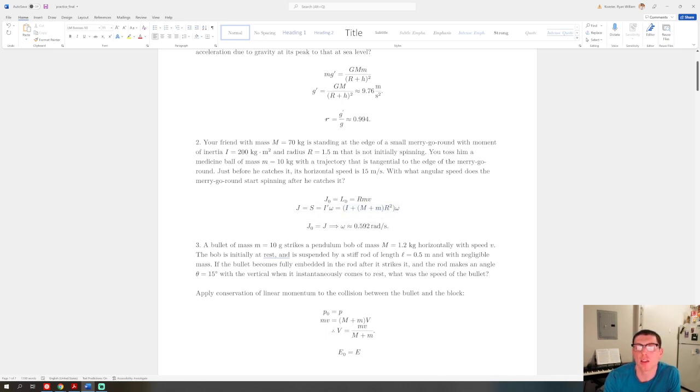But the thing is that your friend is standing right at the edge of the merry-go-round, right? And your friend catches the ball at that same point. So the ball and your friend are 1.5 meters away from the axis of rotation. And so you have to account for both of their contributions to the moment of inertia here, right? Because they both have a non-zero distance from the axis of rotation, and they both have non-zero mass. Does that make sense?